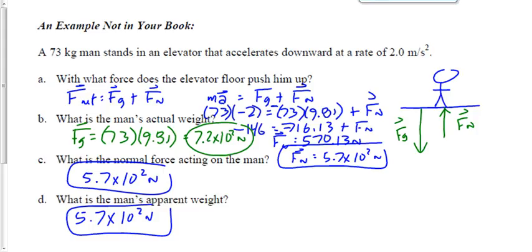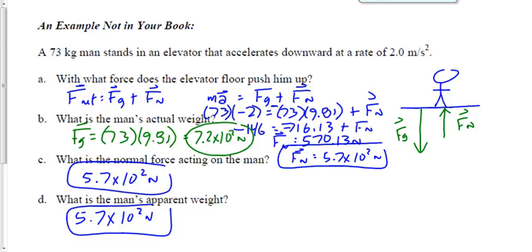Look at what's going on here, guys. We found the actual weight is 7.2 times 10 to the 2. The apparent weight is 5.7 times 10 to the 2. Now, this person's weight doesn't change, but the apparent weight does. Does he feel heavier or lighter than he actually is? Clearly lighter, right? 7.2 compared to 5.7, he feels lighter.